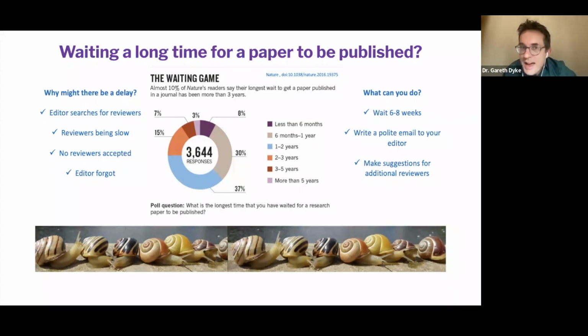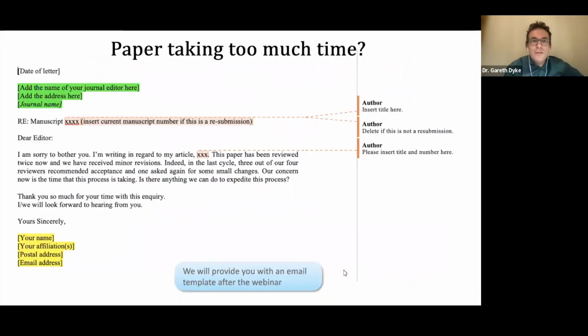Why might there be a delay? Well, it takes time to find peer reviewers. Reviewers might be slow. Reviewers might not accept to review your paper. Don't forget that Publons survey that we showed at the start: 2 out of every 3 requests for peer review are turned down. Or indeed the editor might just have forgotten. They're an academic, potentially working at a university. They might just have forgotten to process your paper. So wait 6 to 8 weeks, write a polite email, make additional suggestions.